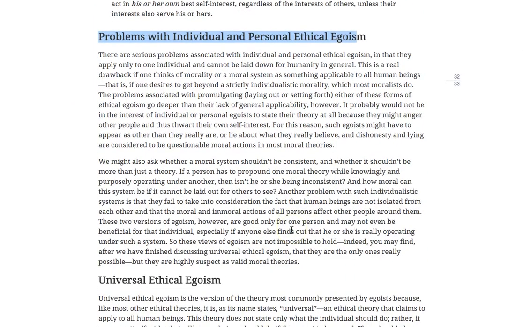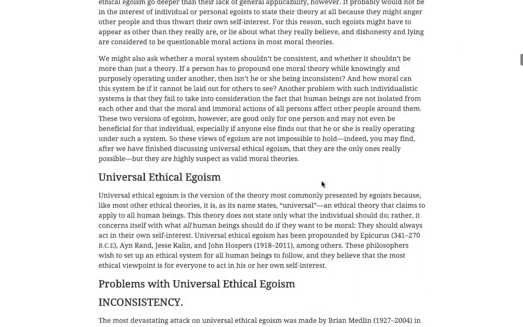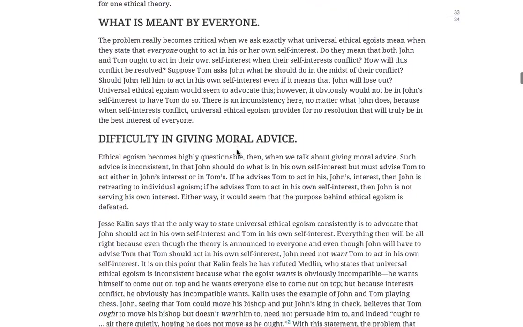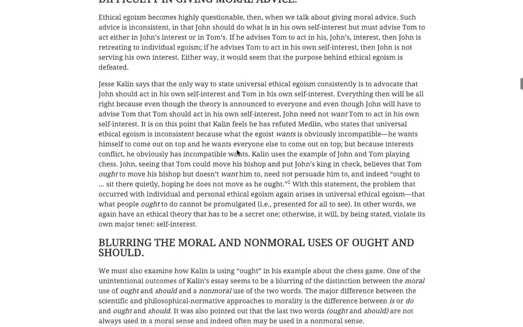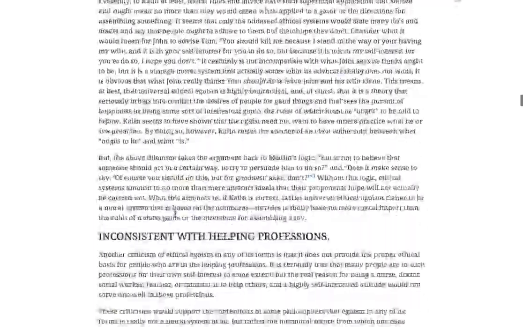So you're going to want to take good notes. As a matter of fact, I would fill this chart out as you're doing your reading. I really would. It's going to save you a lot of time, effort, and grief if you just take a lot of time in the first 2 units to really go over this reading carefully. It talks about all the different problems, inconsistency in this particular case, difficulty in giving moral advice, blurring between non-moral and moral thoughts, and so on and so forth.